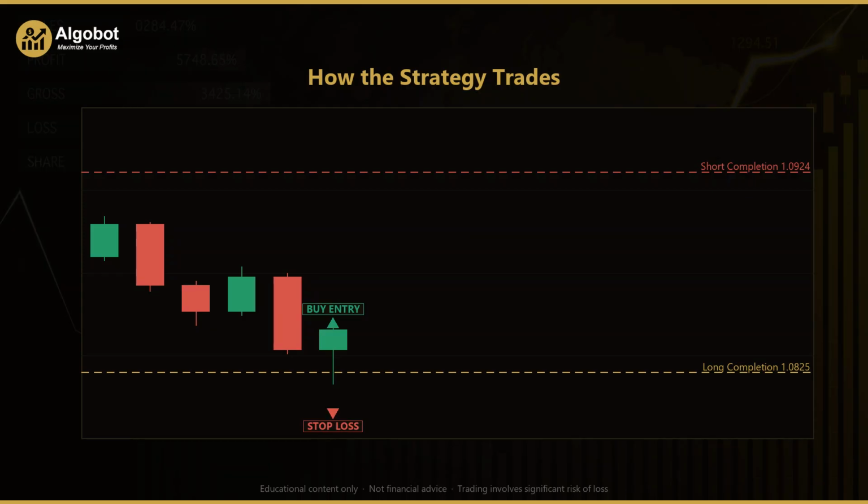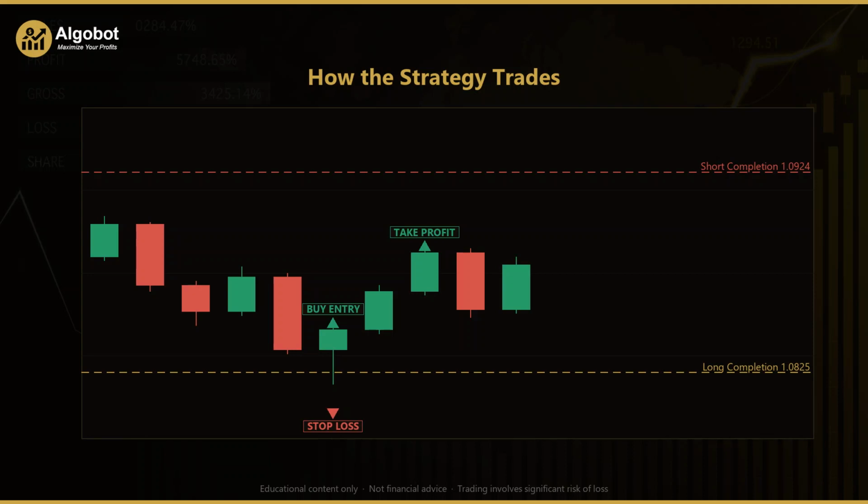With A, B, and C confirmed, the strategy projects the completion point D by mirroring the first leg downward from C. On the chart, that projected level is the gold dashed line at 1.0825, the long completion. Now watch the middle of the chart. Price rolls over from pivot C and pushes down toward that completion line. The next candle dips right into the completion zone around 1.0825, tapping the level, but then it refuses to stay down. It closes back up as a bullish rejection candle, reclaiming the completion level.